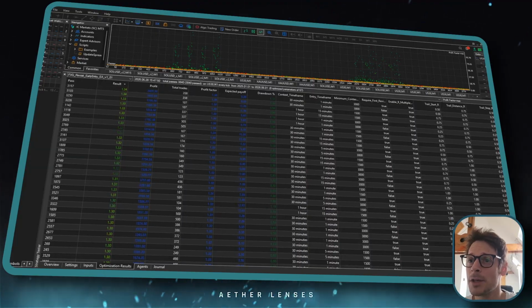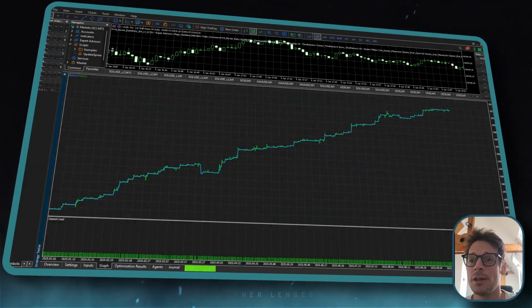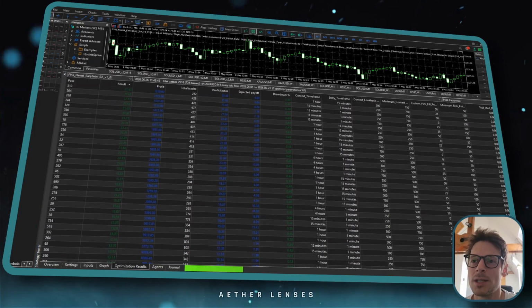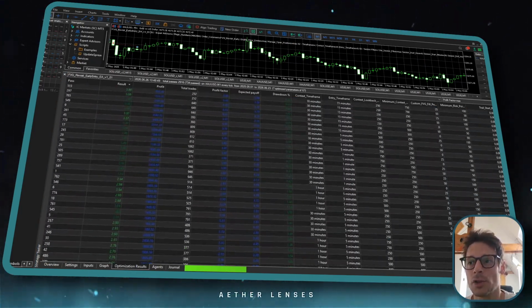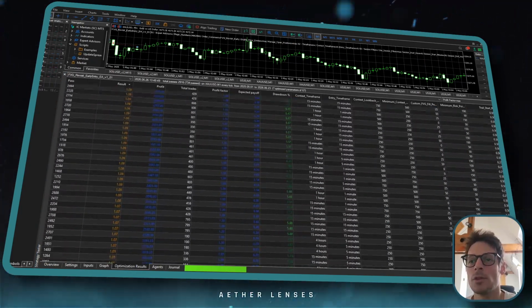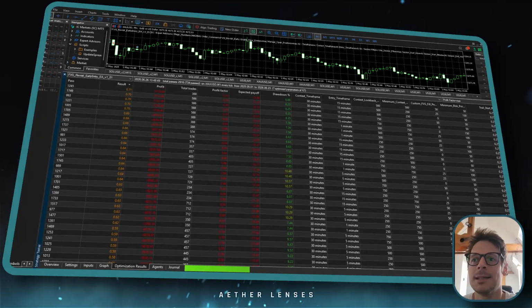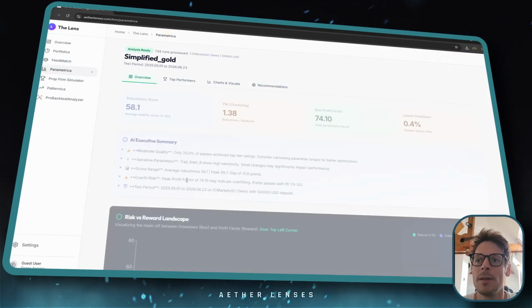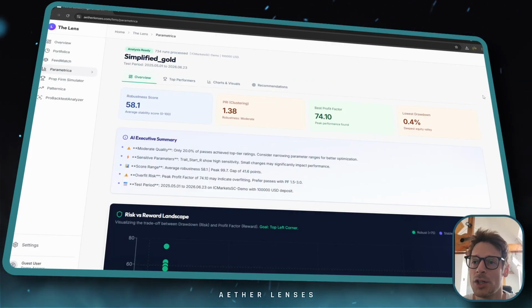The simplified version was more interesting. On US 30, there were some useful runs, but nothing I would call a finished standalone system. On gold, the concept looks stronger. There were positive clusters, not just one random lucky setting. That does not mean we have a holy grail. It means the higher timeframe FVG revisit idea may have real research value.